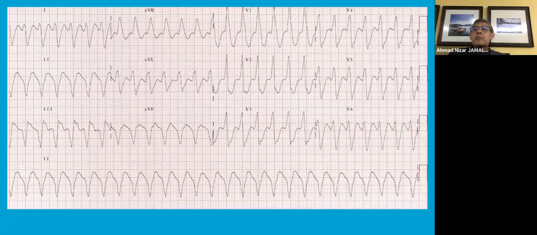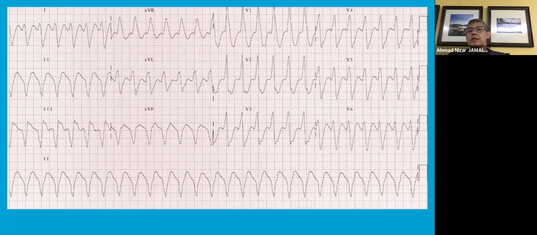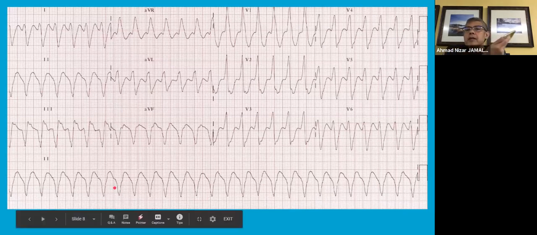If you compare this ECG to the last one, this one tells you this is a broad complex tachycardia. So any broad complex tachycardia, you must assume that this is VT until proven otherwise. Yes, there are other features in this ECG that suggest that it is VT. If you look at the baseline, particularly in long lead 2, there are some imperfections.